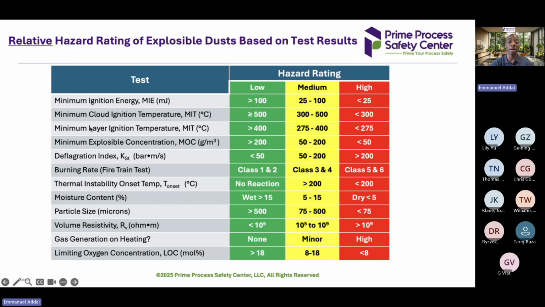And also the fire rate test: if it is class 1 or 2, it is okay. If 2 or 3, you need caution. If it is 5 or 6, then you are heading towards the gunpowder side, so you need to be more cautious. The same thing applies to onset temperature, moisture, volume resistivity, and so forth. So this is just a summary of all the testing and how you can understand the data based on the various tests that you do.